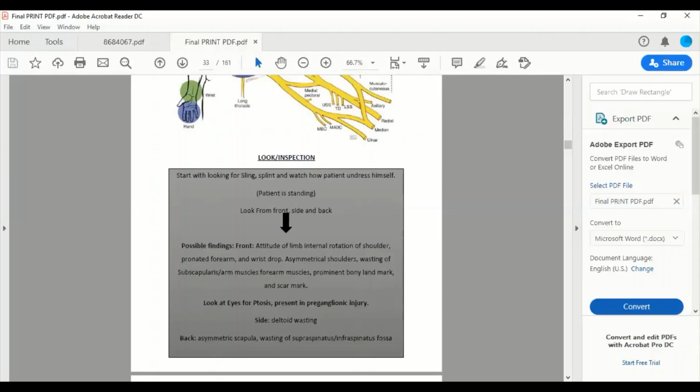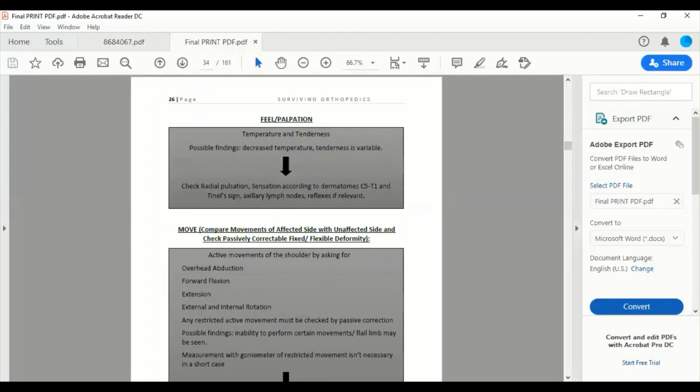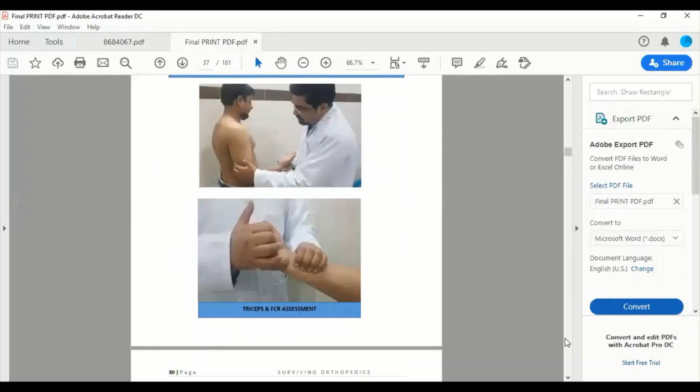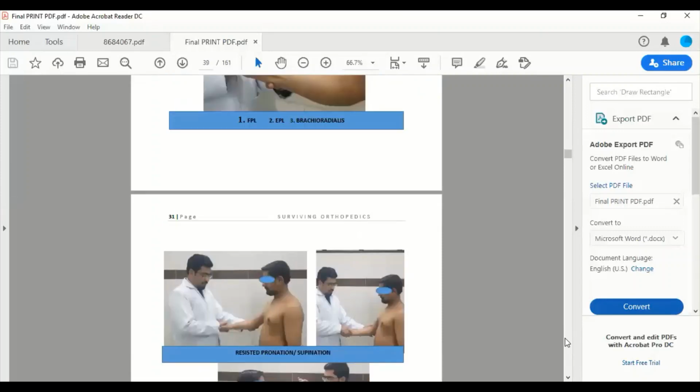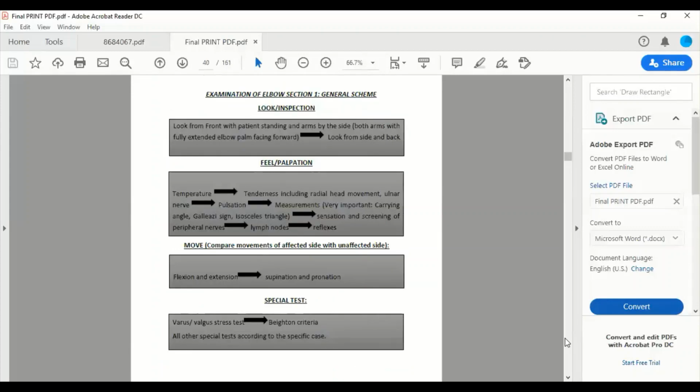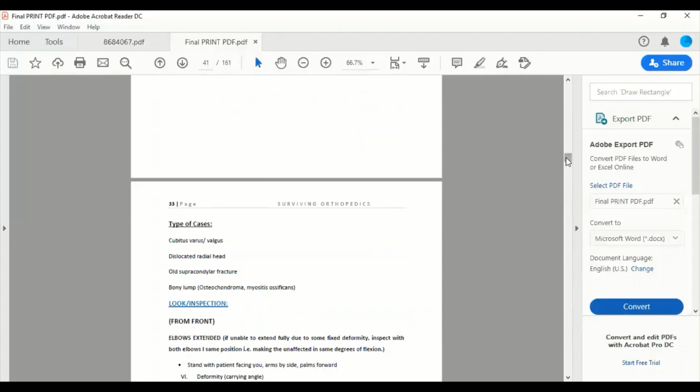For example, inspection, palpation, movement, and then the special tests. We have added special tests, and we have told which special test is positive, and then where the differential is, where the injury is, in the posterior cord, in the upper trunk, or wherever. Likewise, we have added the pictures at the end of the examination, but a resident who is new in the ward, or a resident who is going to appear in the exam, can have a quick review of his examination. Likewise, we have touched every region.